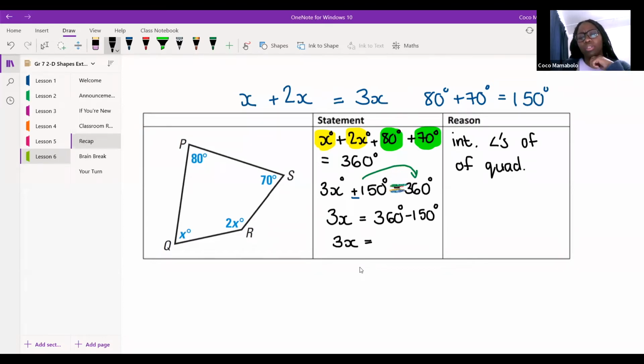That's even more impressive. Okay, 3x is equal to 200. Oh, I'm forgetting the degrees. 210 degrees. There we go.